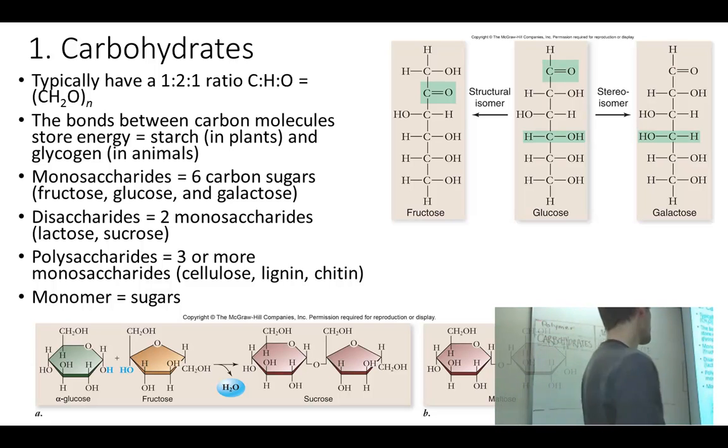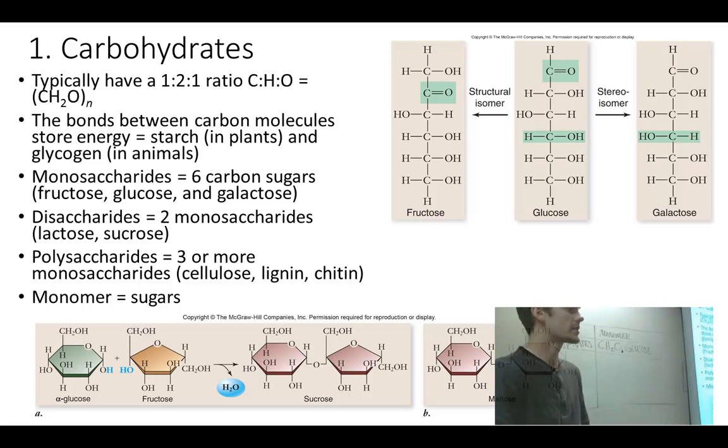So the monomer for these saccharides, polysaccharides, are 6-carbon sugars. Glucose is one of those, but also fructose and galactose.